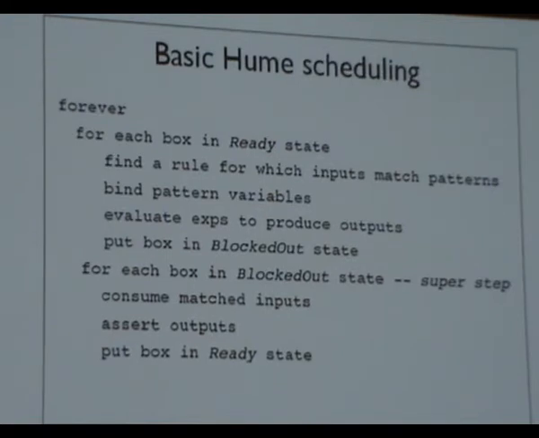Okay, so basic Hume scheduling, this is the thing that's appeared in pretty well every Hume paper we've ever produced. It says, forever, for each box in a ready state, find a rule which matches the inputs, bind the pattern variables, evaluate the expressions to produce the outputs, but don't assert the outputs, and then go into the block state. So that's like BSP, the first superstep. And then we say for every box in the block state, consume the matched inputs, assert the outputs, put the box back in the ready state. So here, every box does its internal stuff and potentially produces outputs. Here, the inputs are finally consumed and the outputs are asserted.